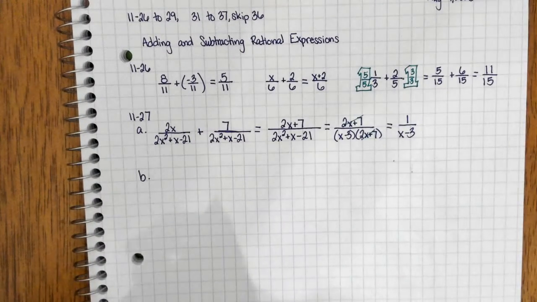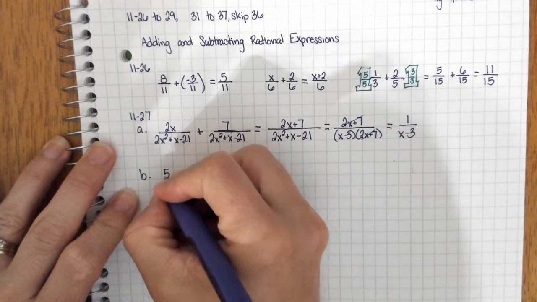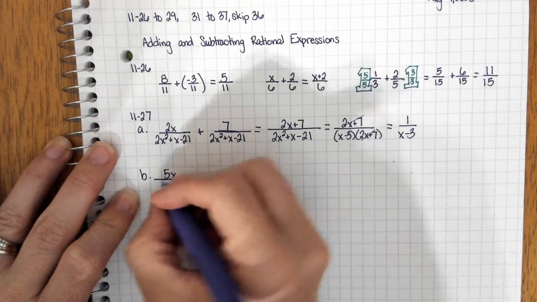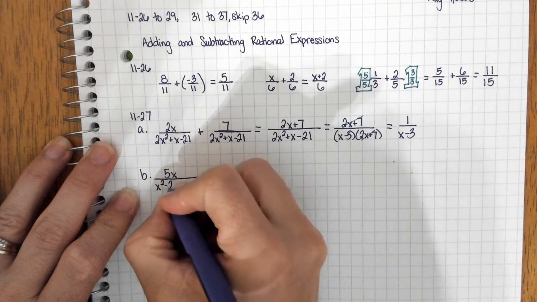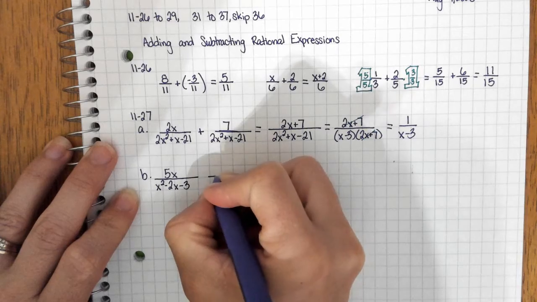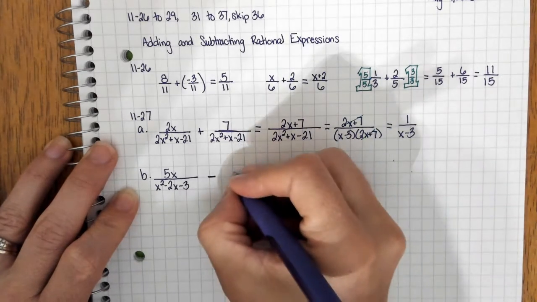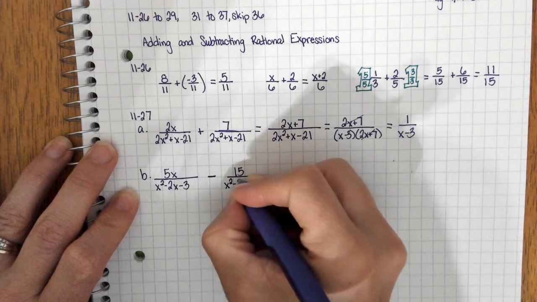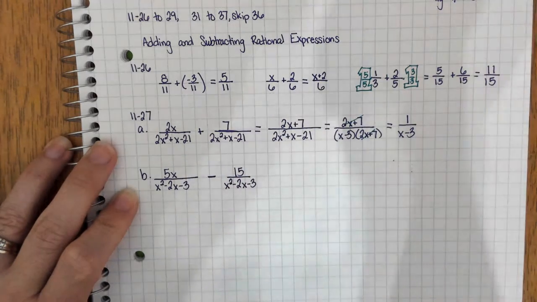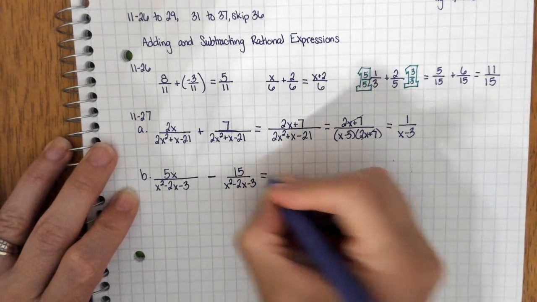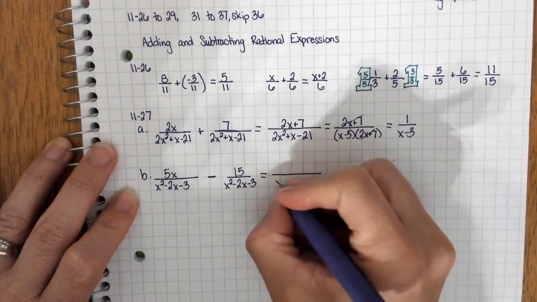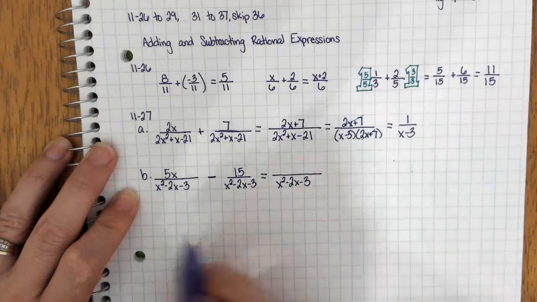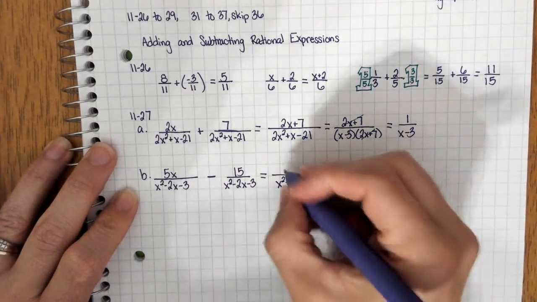Part B here. 5x over x squared minus 2x minus 3 minus, this one's subtraction, 15 over x squared minus 2x minus 3. So we have a common denominator, which makes it much easier. The denominator is x squared minus 2x minus 3. My numerator is 5x minus 15.